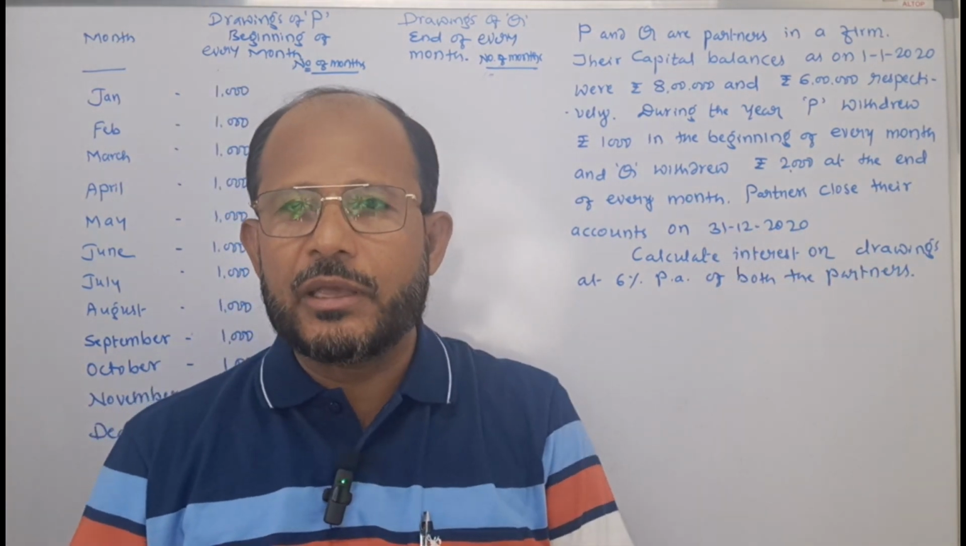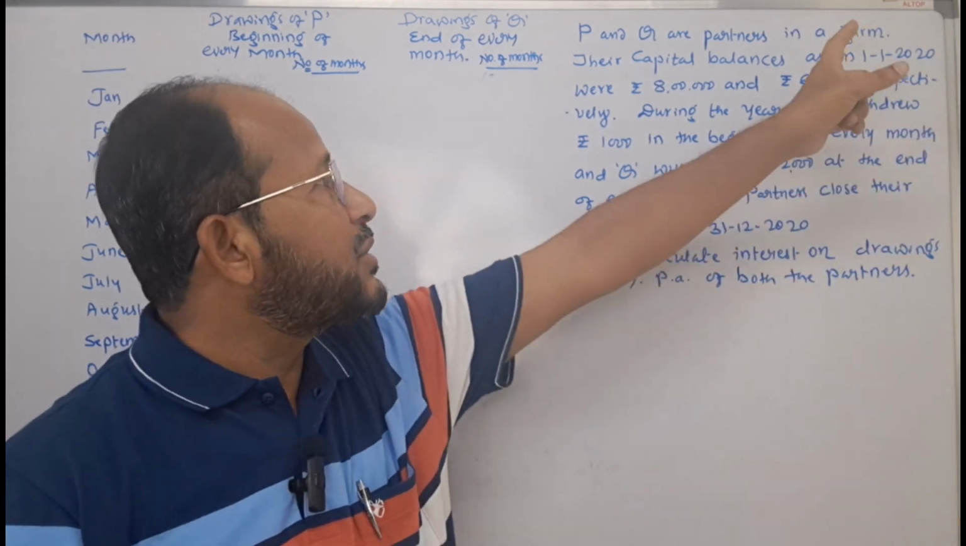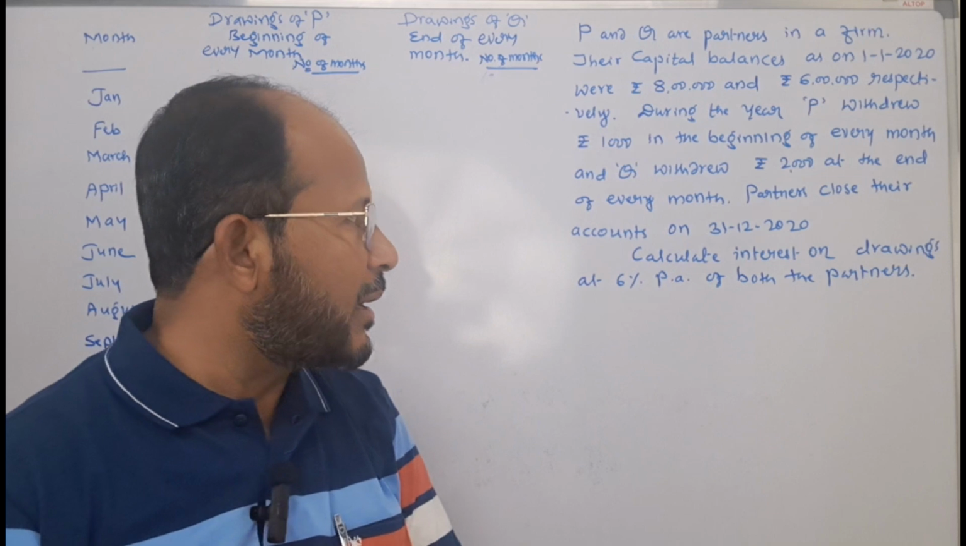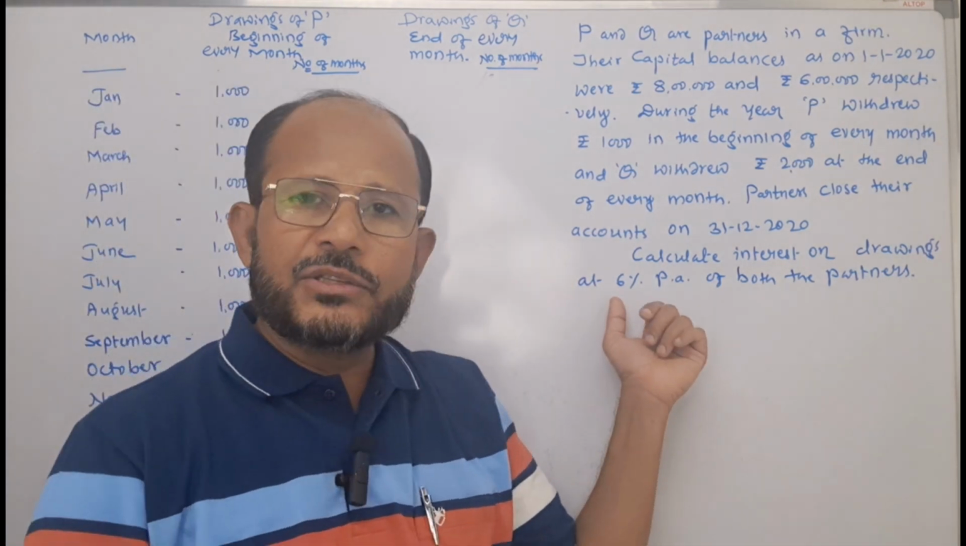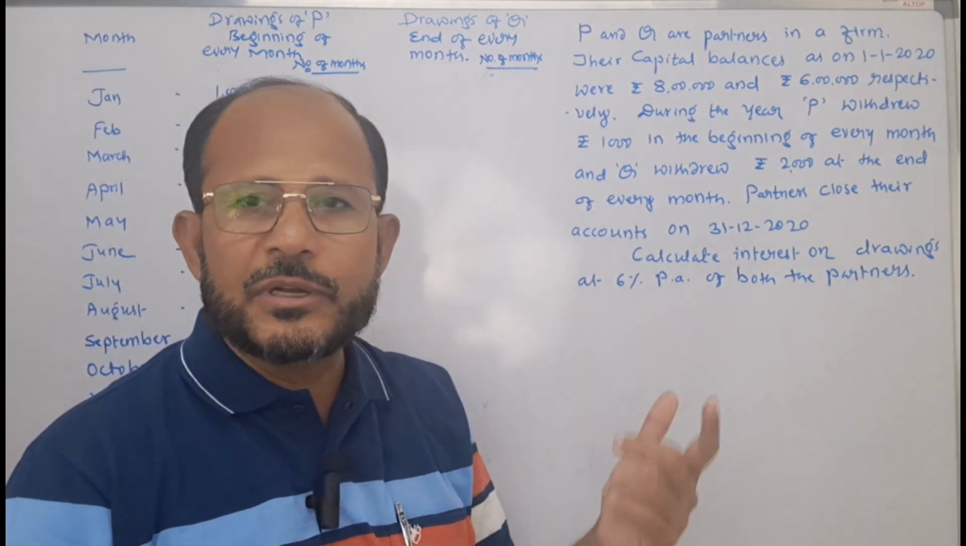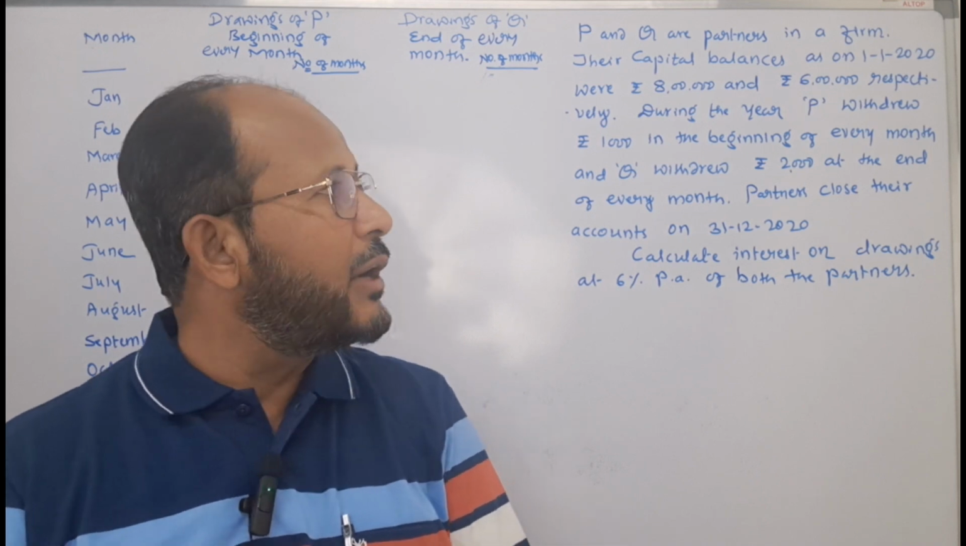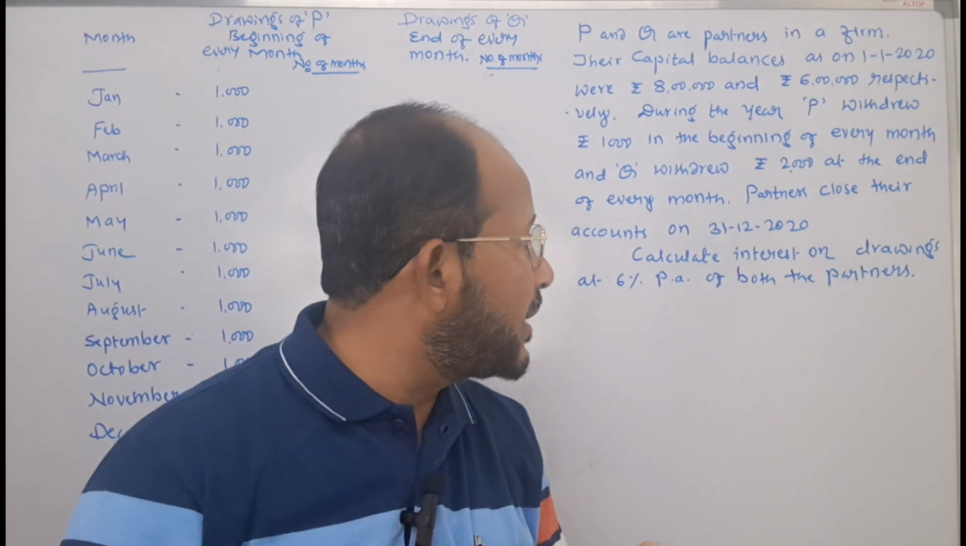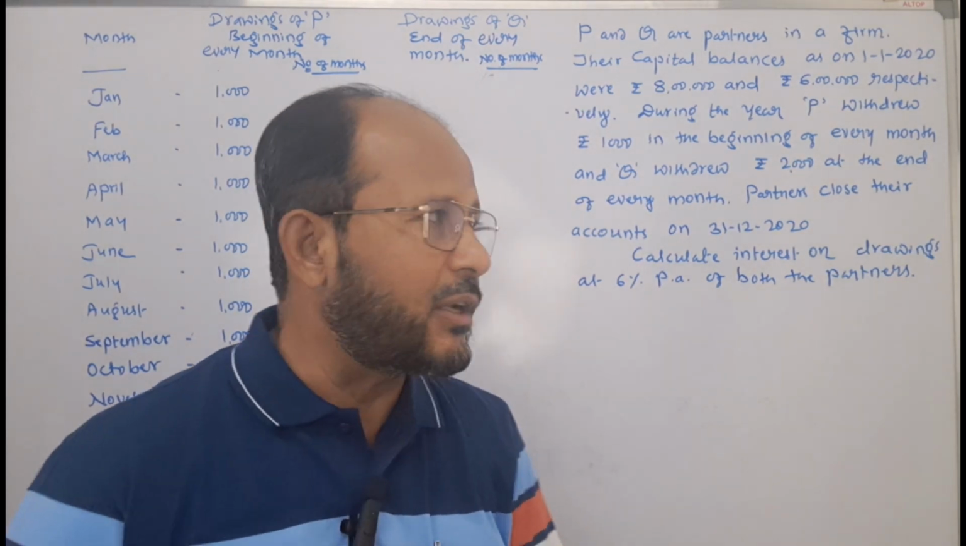Okay, here as per the partnership agreement, the firm is closing the books of accounts on 31st December 2020. What is the accounting year of the partnership firm? That starts from 1st January and ends on 31st December every year. Okay, here the rate of interest on drawings is given, that is 6% per annum. What we need to do now is to calculate interest on drawings of both the partners.